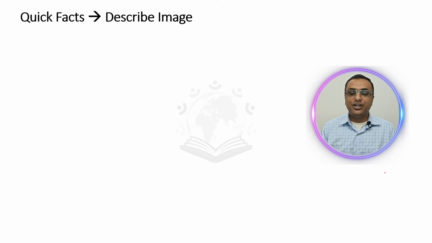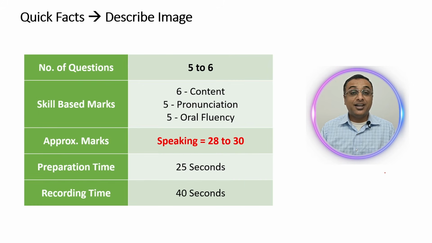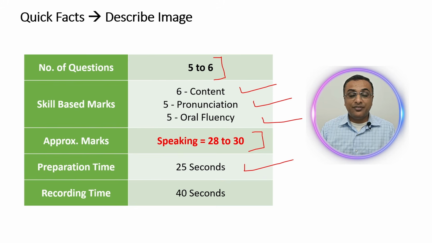Let's straight away head into describe image, which is the highest scoring question of the speaking module. Here, you will get 5 to 6 questions, and PTE will measure your content, pronunciation, and oral fluency. You would approximately get about 28 to 30 marks, which is one third of the speaking module. And preparation time would be 25 seconds per each image, and the recording time would be 40 seconds per question.